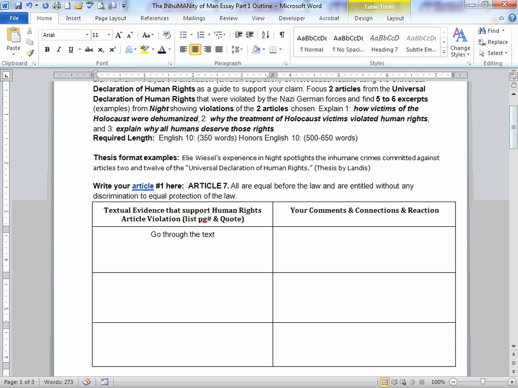Now, some of you, we all have some ebook chapters, and we also have some paper chapters. If you just want to rely on the paper chapters, that's fine, but if you can't find any evidence, you may have to resort to going to the ebook. So go through the text, find examples that you feel support your chosen article. Over here, you're going to write how you feel. So you'll explain it a little bit. You'll write how you feel about it.